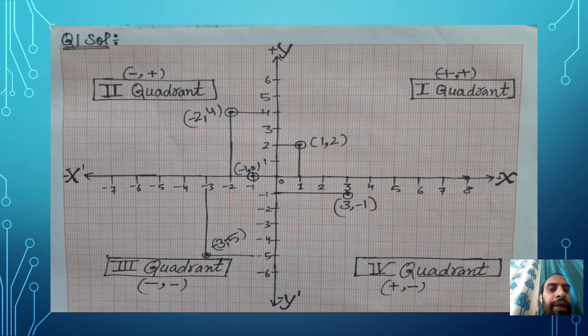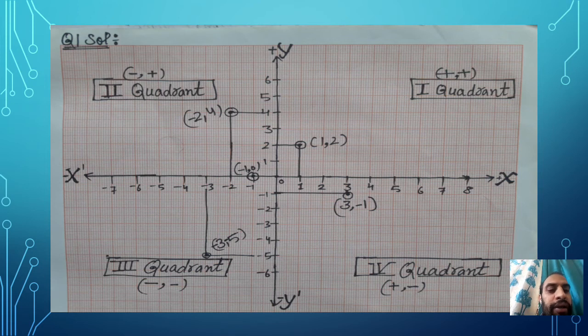Now move toward quadrant number 2, where the first value is negative and the second is positive. In this quadrant you can see I have represented the point (-2, 4). That means -2 is on the x-axis and 4 is on the y-axis. So you can see from -2 I have started a line, and from 4 on the other side, where they meet each other, that point is your (-2, 4). Next point is on a line, that is (-1, 0). (-1, 0) is the point on the x-axis, the negative x-axis.